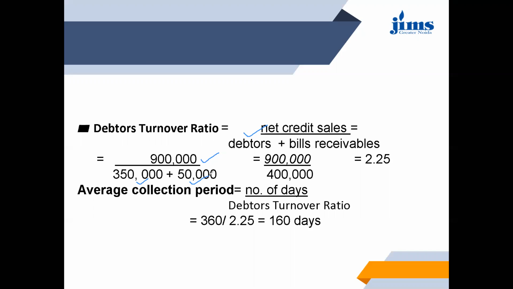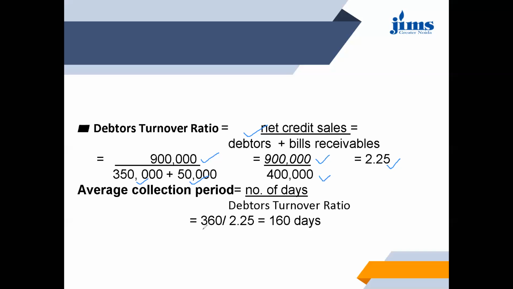So we are taking simply the values of debtors and bills receivable. So 9 lakh upon 4 lakh is 2.25 times. Debtors turnover ratio for this particular firm is 2.25 times. Now, on the basis of debtors turnover ratio, we can calculate the average collection period.